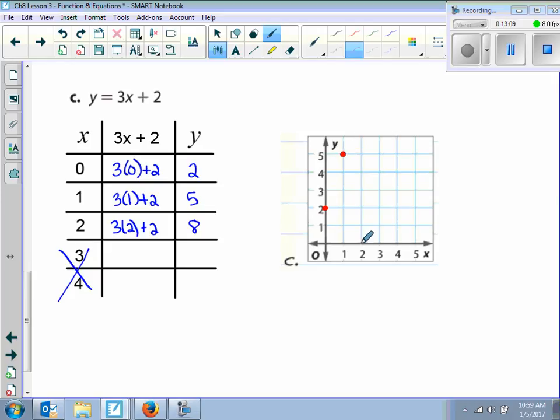So here's 2, there's 5, and I'm just going to go off the graph. So that's 6, 7, 8. About right there. And, once again, when we connect our plotted points, what do we get? Straight line, linear equation, linear function.